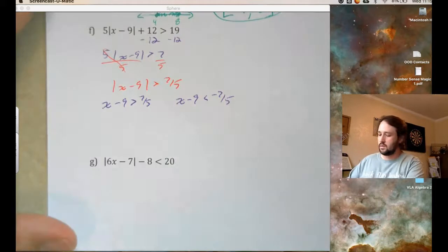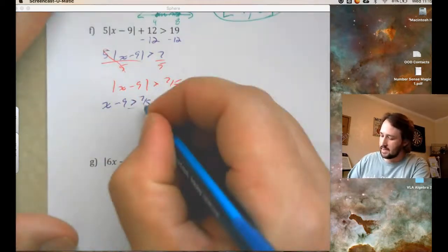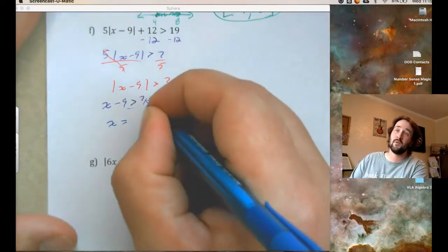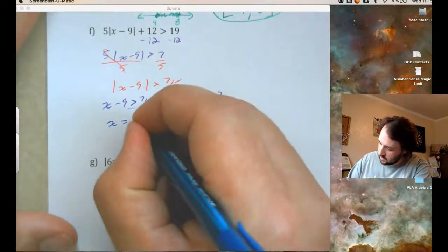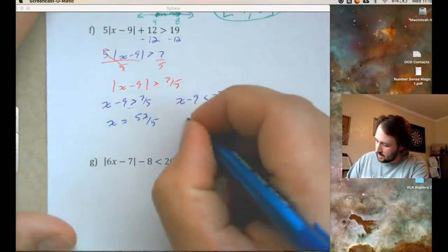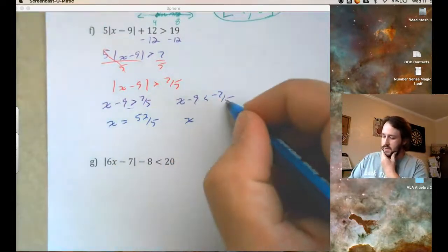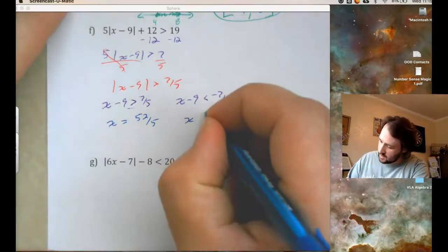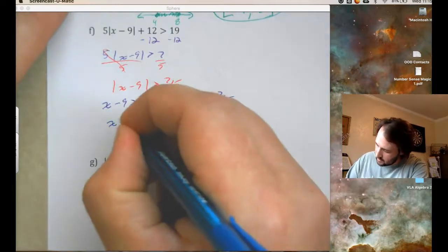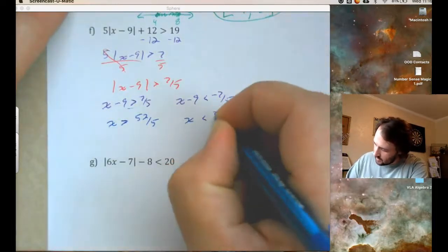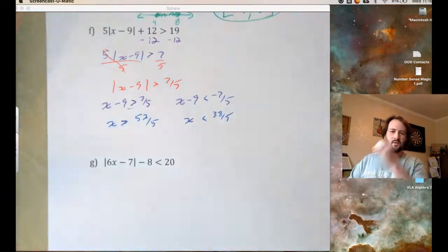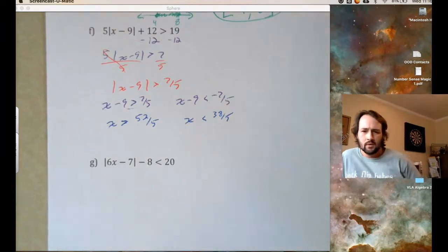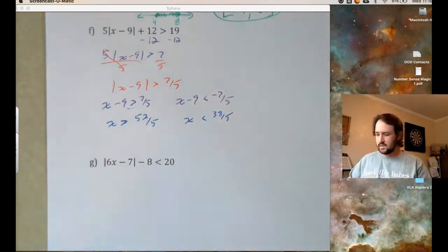All right, so now I can add the 9 to the other side. So x equals, let's see, 9 times 5 is 45, plus 7 is 52 over 5. And now 9 times 5 is still 45, minus 7 is 38. All right, so again, you can put those as decimals if you want. With that 52 over 5, you should have 10.4. With the 38 over 5, that should be 7.6.